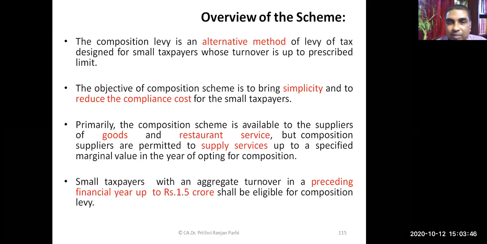So as you know, this is an alternative method. That means it's a choice. One person can go for the regular scheme, and one person also has the choice to go for the composition scheme. The composition scheme is usually a little easier scheme. Compliances are a little less. So small traders or small service providers can opt for this kind of scheme. It is simple. The purpose of the scheme is to reduce the compliance cost, right? And initially, this particular scheme was extended for traders and for restaurant service providers only. Later on, it got extended to a few other services.